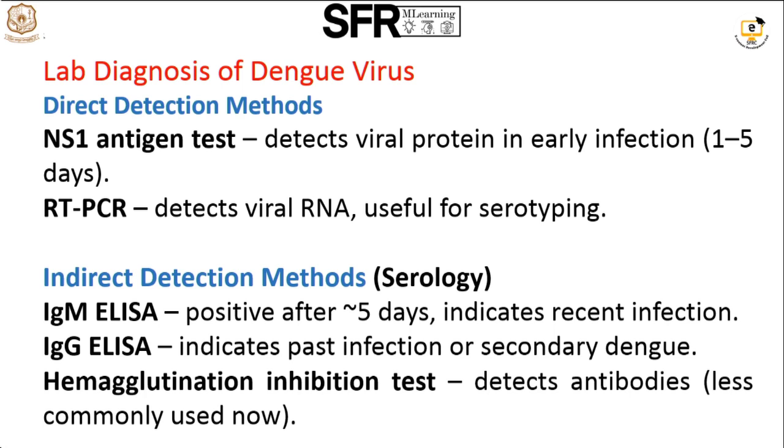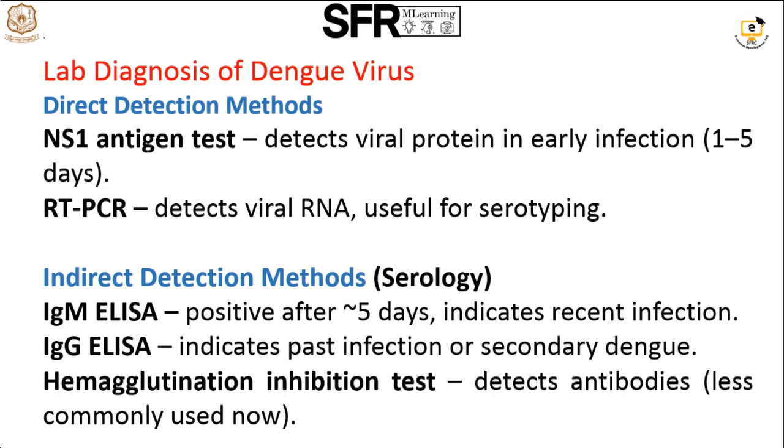So, what are the lab techniques available for the detection of dengue virus? The first is the direct detection methods, which include the NS1 antigen test and the RT-PCR method. The NS1 antigen test is used to detect viral protein in the early stage of infection. When a person is infected, within 5 days we can collect their blood sample and detect it.